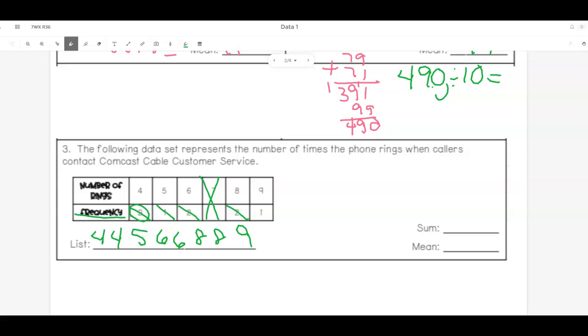From here, add them up, see what you get for your sum, and then find the mean. Your answer will be a decimal for this one. How many sevens are there? There are no 7s, that's why I crossed it out. We're going to find the mean, the middle, the average. So add them up and get your sum.